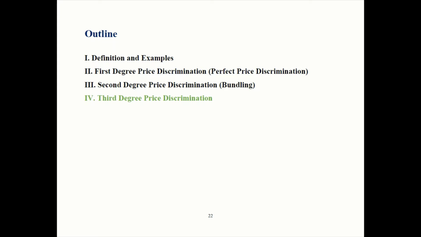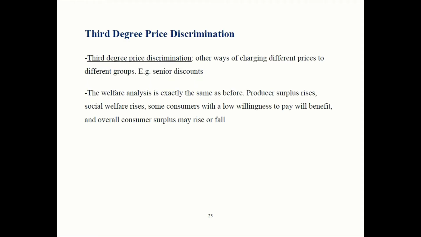Today we are finishing up Chapter 11. We are looking at what's called third degree price discrimination. So we learned earlier about the first two degrees. We saw there was perfect or first degree price discrimination. That's where you charge each consumer their maximum willingness to pay. Second degree was also called bundling. You offer a discount for buying in bulk. All other kinds of price discrimination are considered third degree.